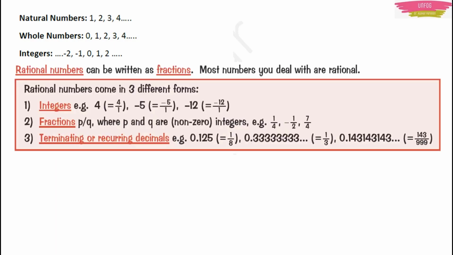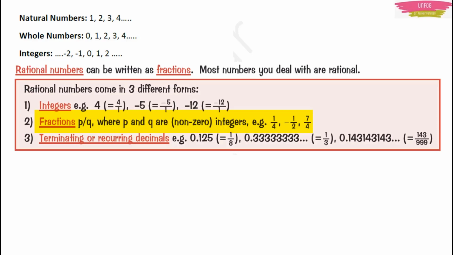Now one more very important type of numbers are rational numbers. When you talk about rational numbers, you are always talking about fractions. Most numbers you deal with are rational numbers. We told you about integers, right? Integers can be negative numbers, positive numbers, even 0 will be an integer. But in fractions or rational numbers, you write any number in the form of a fraction, that means P by Q, right?